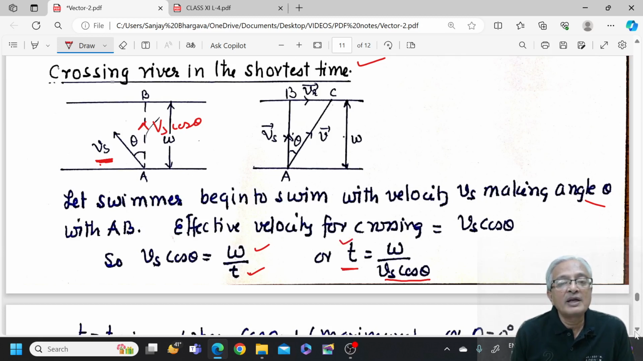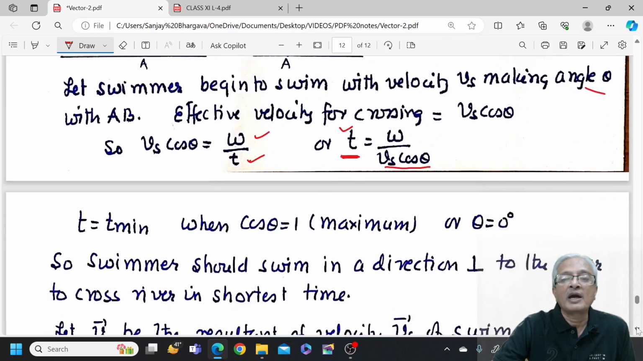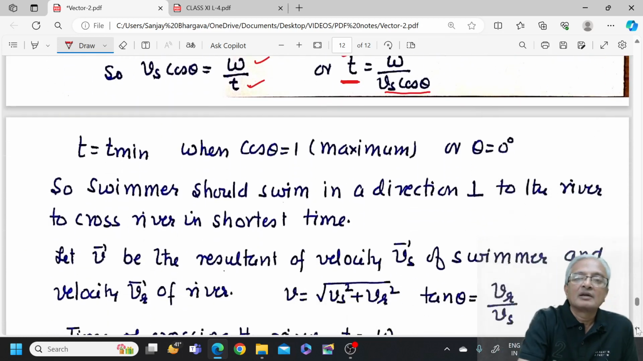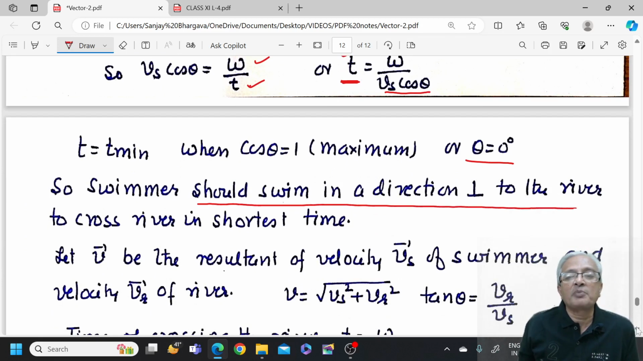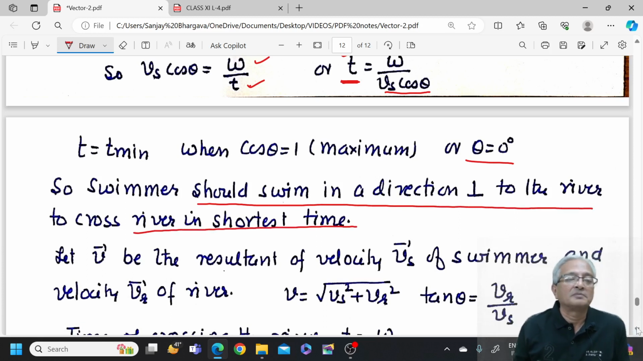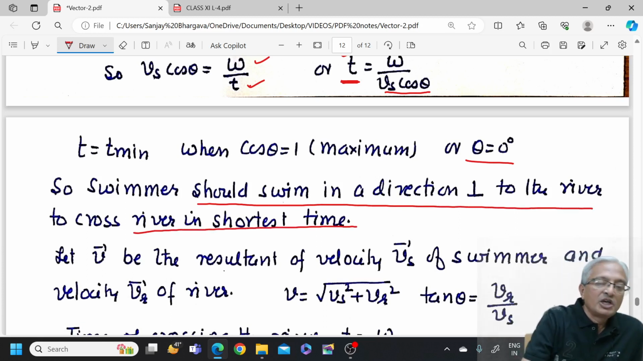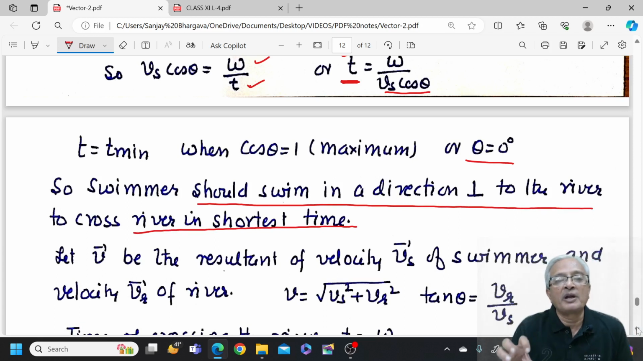Now you have to make time T minimum. For that, cos theta has to be maximum. And the maximum value of cos theta is 1. When will I obtain this? When theta is 0. So the swimmer should swim in a direction perpendicular to the river to cross the river in the shortest interval of time. That is understandable. Shortest distances are the perpendicular distances, and therefore the time taken would be minimum.